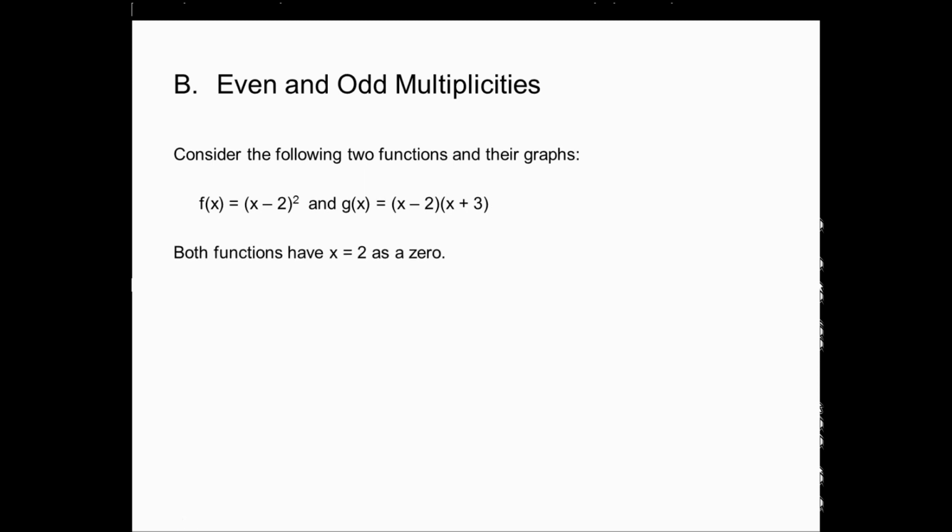So both functions have x equal 2 as a 0. Again, we can see that because of the factored form. For f, x equal 2 has even multiplicity. And for g, x equal 2 has odd multiplicity. Again, multiplicity 2, which is even, multiplicity 1, which is odd.